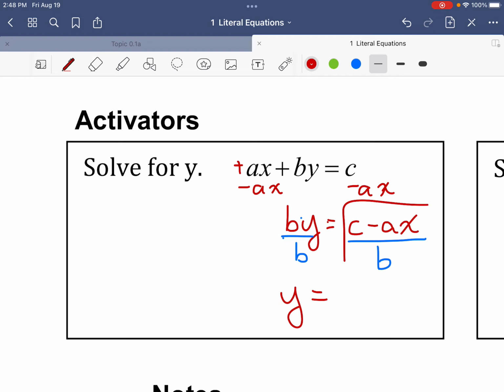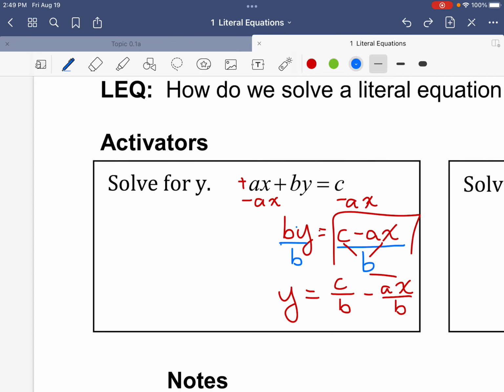and that leaves me with c minus ax over b. Now, that answer is fine, although the rules of fractions say that I can take my denominator, which is b, and I can actually distribute that over the entire numerator, which leaves me with an equal expression, although it looks a little different because, again, we distributed the denominator. Okay, but now we're solved for y, because obviously the letter y is all by itself.